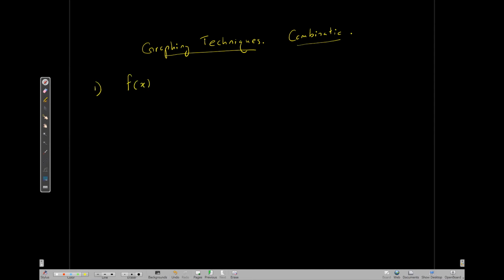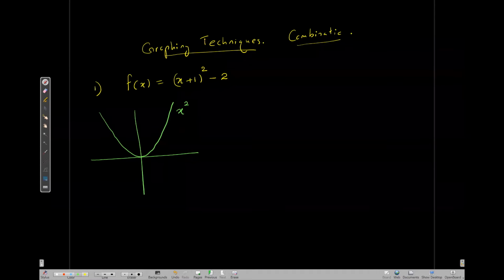f of x equals (x plus 1) squared minus 2. This is a simple example. So now I would recommend you to pause the video and try it yourself. What you need to do here is break down the steps: what is the base function we are going to use here? The base function is actually x squared, so you start with x squared. That is the first step. Identify your base function. It looks like this.